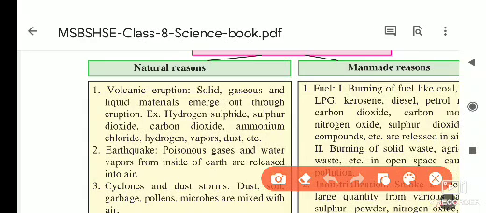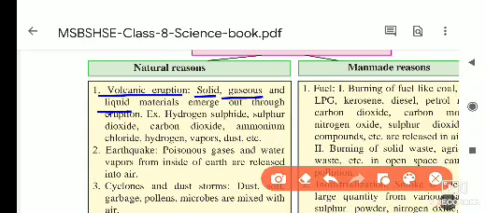What is a volcanic eruption? Solids, gases and liquid material emerge out through the eruption. Solid, liquid and gases, all kinds of material are there.